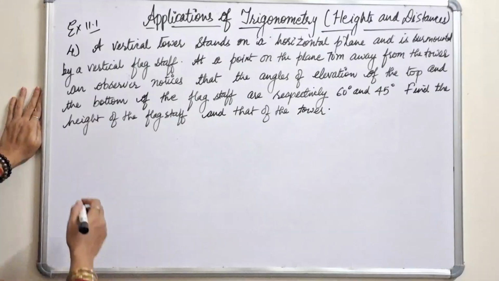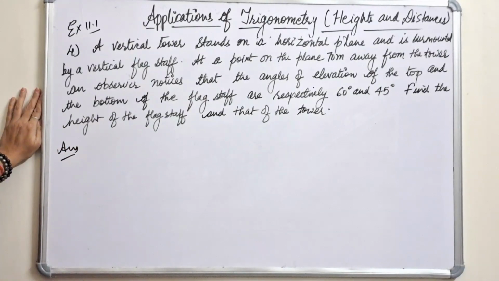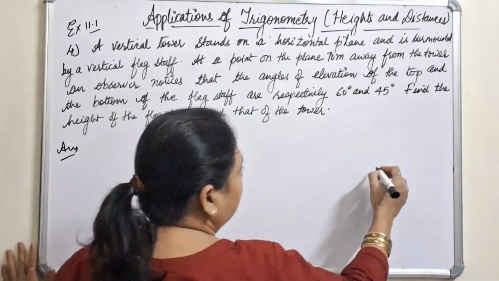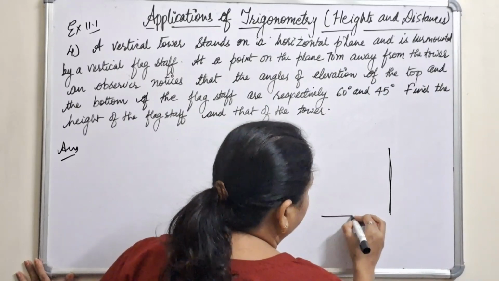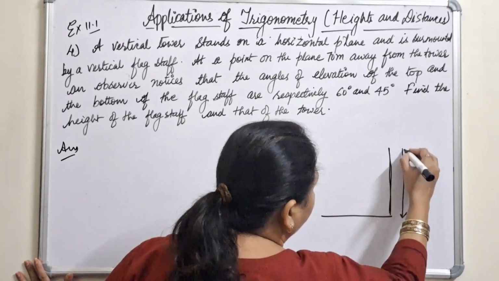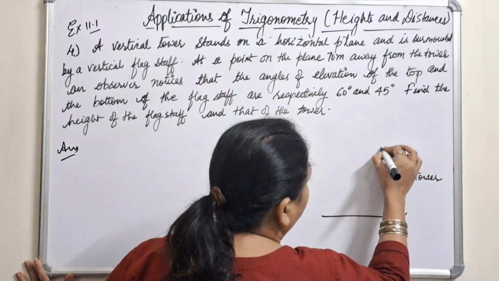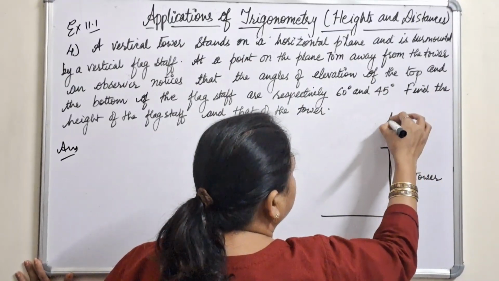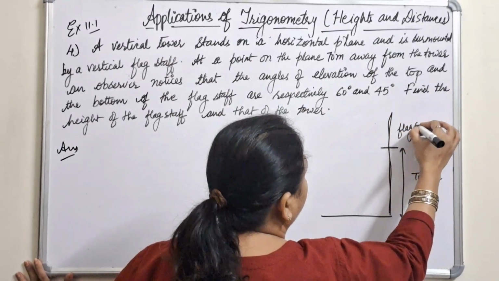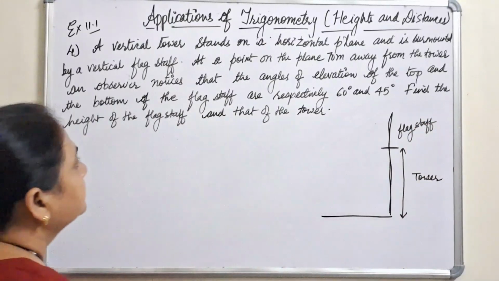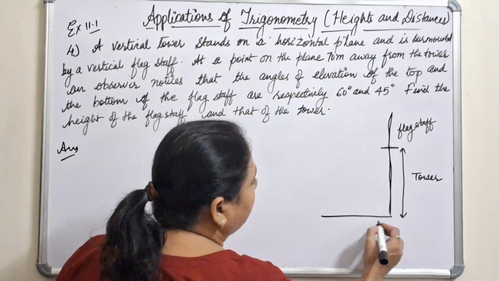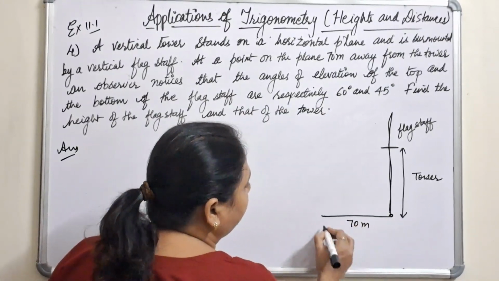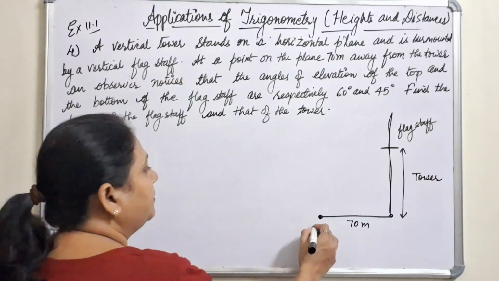Question number 4. A vertical tower stands on a horizontal plane and is surmounted by a vertical flag step. So this is the vertical tower standing on the ground. This part is of the tower and on this a vertical flag step is there. So this part is of the flag step. Now next, at a point on the plane 70 meter away from the tower, this is the point. Let it be point A.